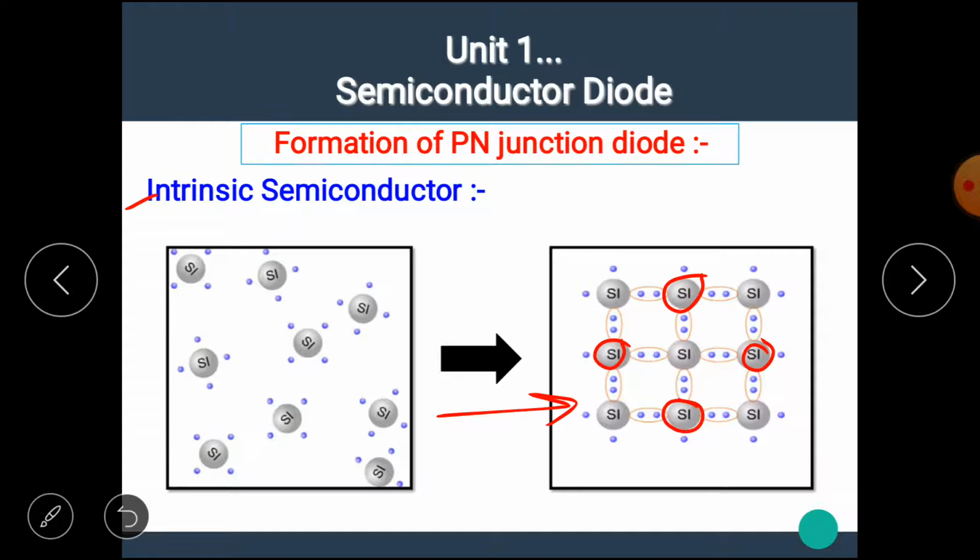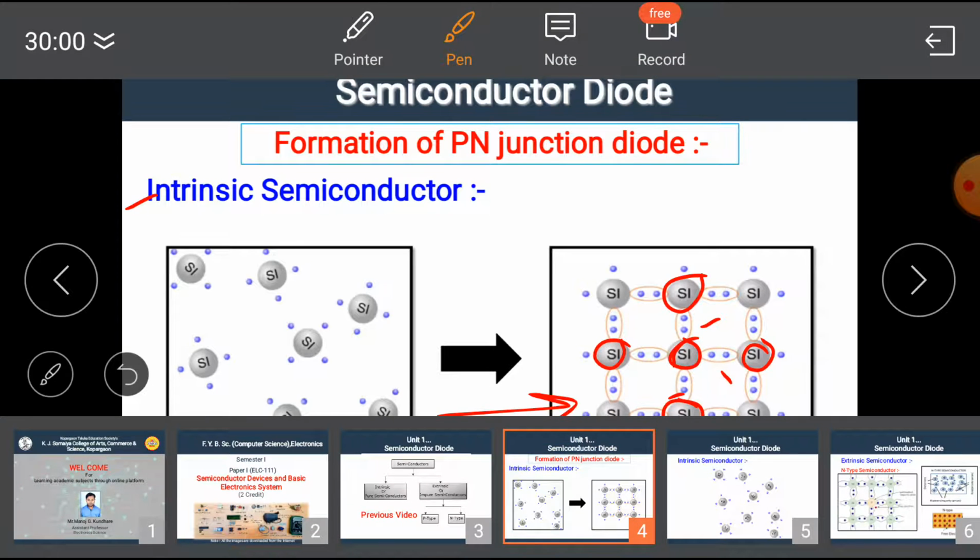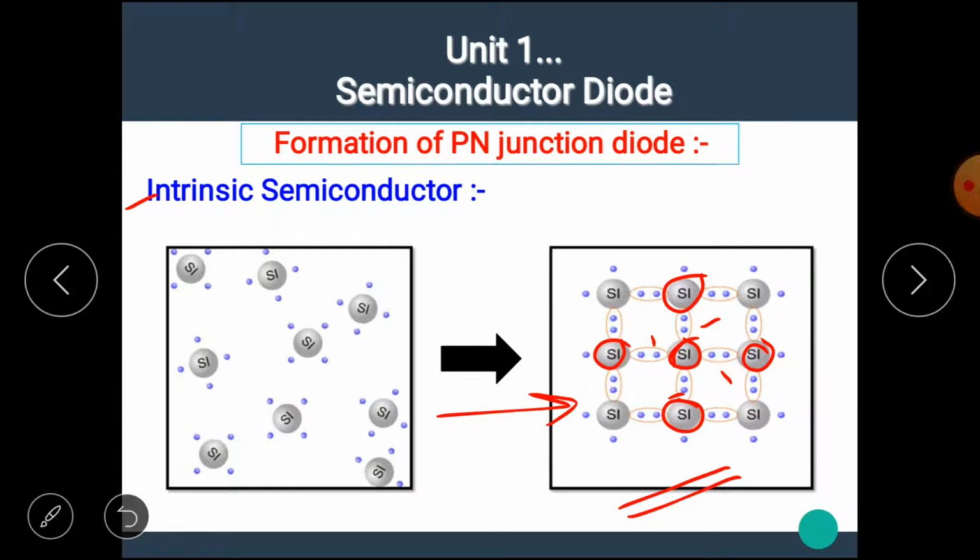Here we can see the crystal structure of the pure semiconductor. Here the octet of the silicon atom is completed. That means here are 2 electrons, here are 2, 2 and 2. That means there are a total of 8 electrons in this outermost shell. This structure is called the pure crystal structure, or the intrinsic semiconductor material.